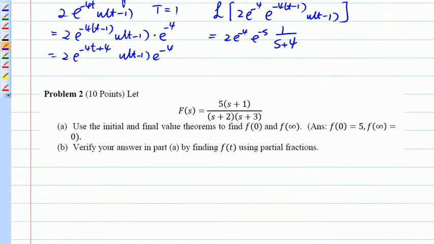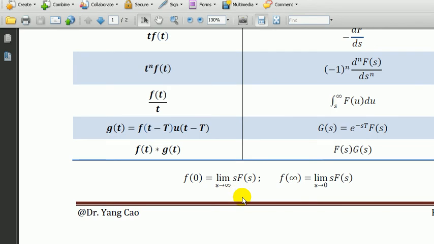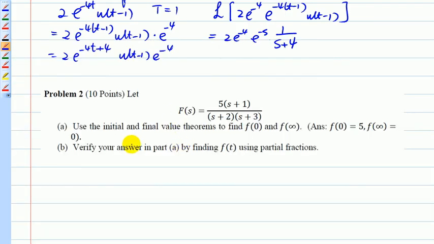For problem number 2, this is a simple question, and you just make use of the initial value theorem and the final value theorem right here. Basically calculate the two limits, and then you get your initial and final value. The second part is to verify it by using partial fraction. So you're going to have to take partial fraction of this function here. The denominator contains two simple poles.